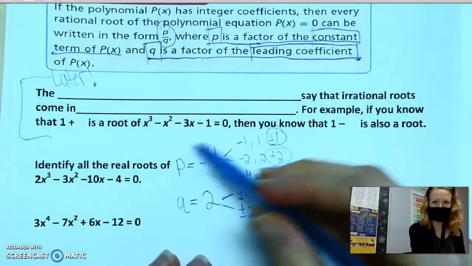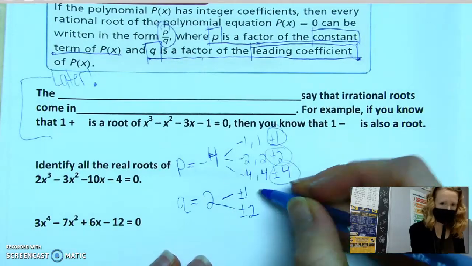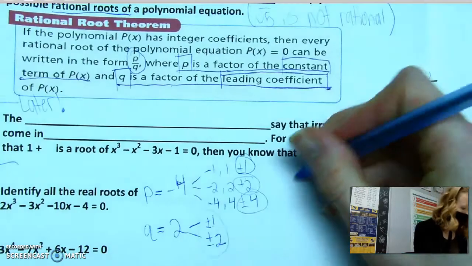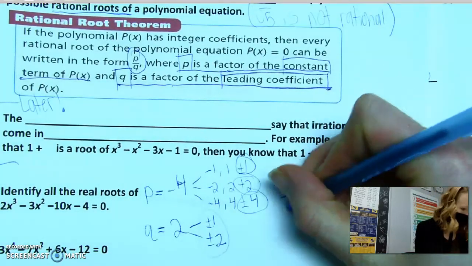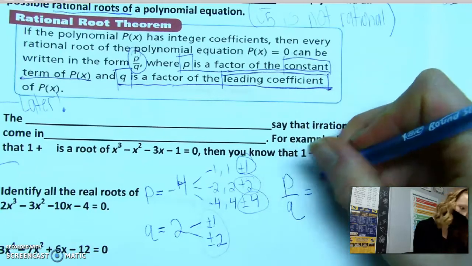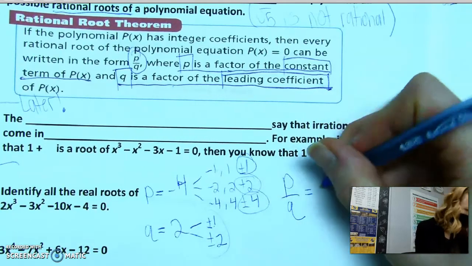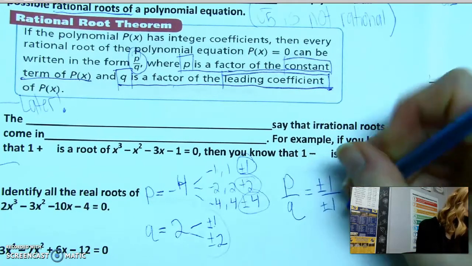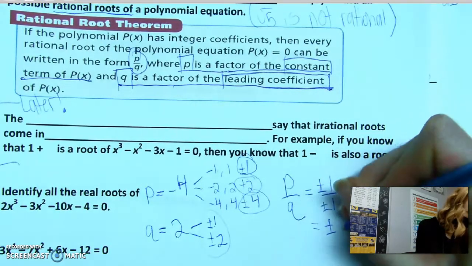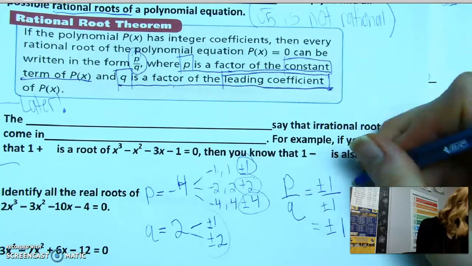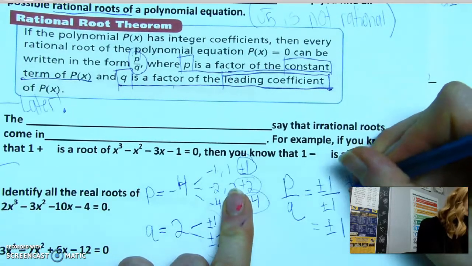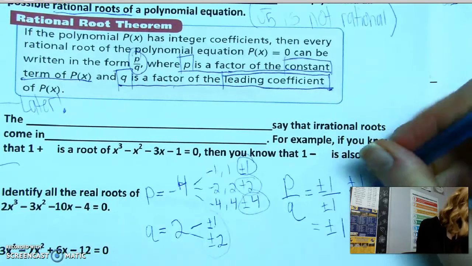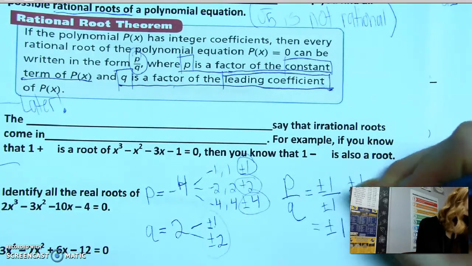So the factors of p's are plus or minus 1, 2, 3, 4, and the factors of q's are plus or minus 1 and plus or minus 2. So you need to find all of your p's divided by your q's. So you should have plus or minus 1 divided by plus or minus 1, right? Which would give you plus or minus 1. You have plus or minus 1 divided by plus or minus 2, right? Which would give you plus or minus 1/2.